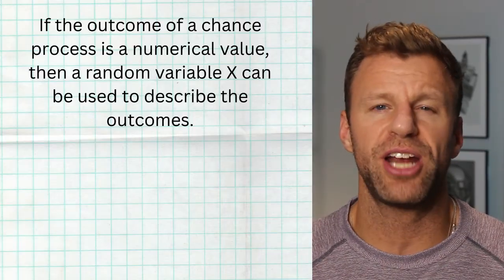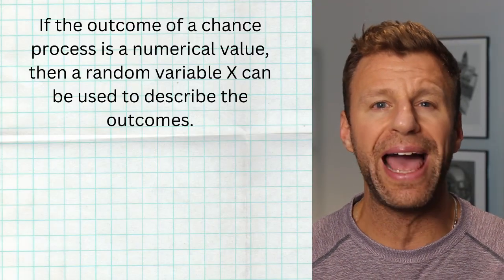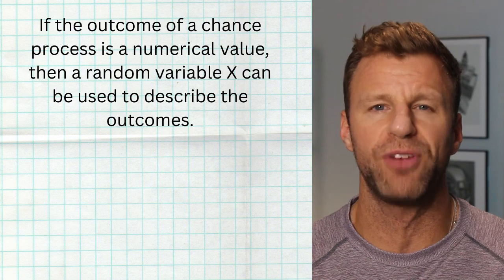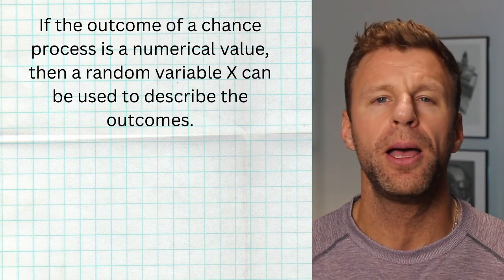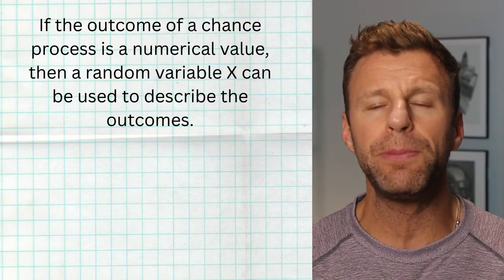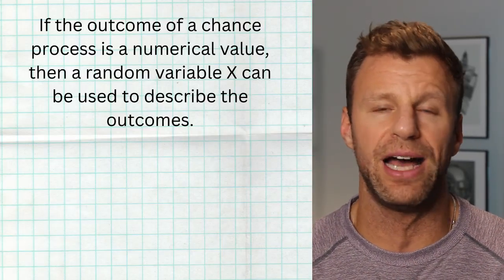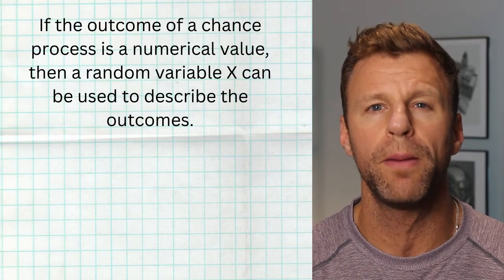random variables. But first, we should probably remind you what a random variable is. If the outcome of a chance process is a numerical value, then that outcome X can be described with a random variable. We typically use capital letters to represent random variables like X, Y, Z, W, T, whatever you want to use. But keep in mind that the most important idea of the definition of a random variable is that the outcomes must be numerical.